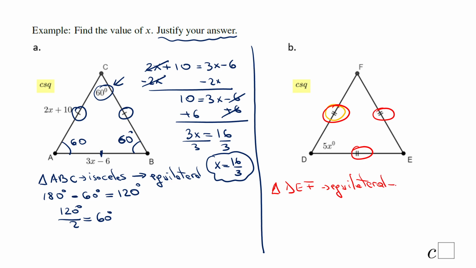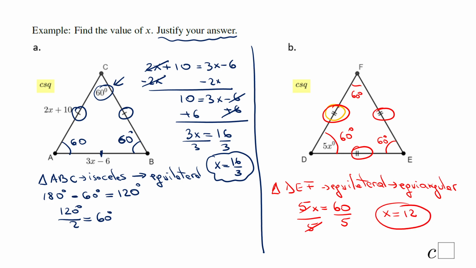But equilateral triangles are also equiangular. So we kind of justify now my next step where I said this angle is 60, this angle is 60, and moreover this angle is 60. So that allows us to write right away this equation, 5x equals 60 divided by 5. And we have x equals 12. And that's it for this problem.